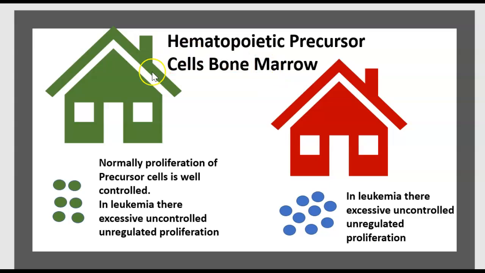Hematopoietic precursor cells in the bone marrow: normally, proliferation of precursor cells is well controlled and regulated. In leukemia, there is excessive, uncontrolled, unregulated proliferation.